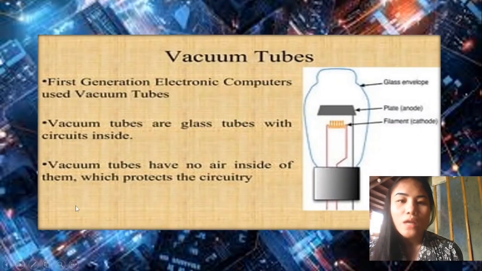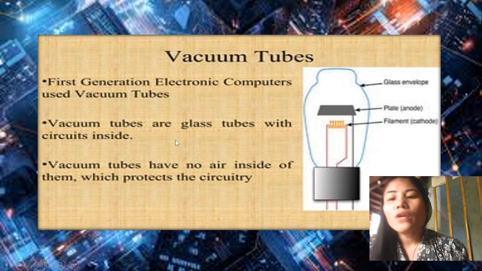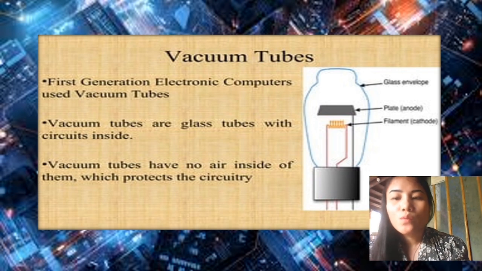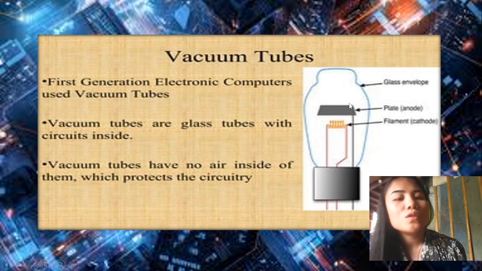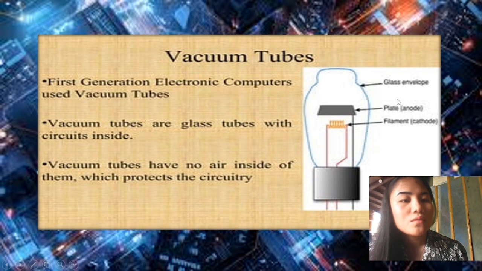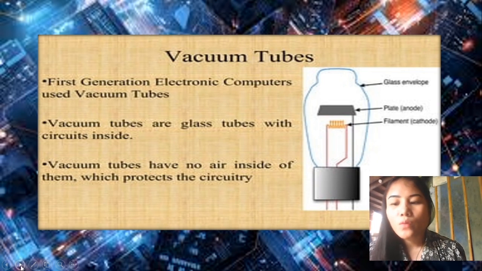Then, vacuum tubes. First generation electronic computers use vacuum tubes. Vacuum tubes are glass tubes with circuits inside. Vacuum tubes have no air inside of them, which protects the circuitry. Okay, so this is the example of vacuum tubes: glass envelope, anode, then filament. So we proceed to the next part.